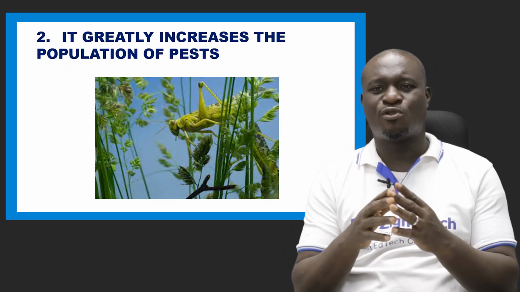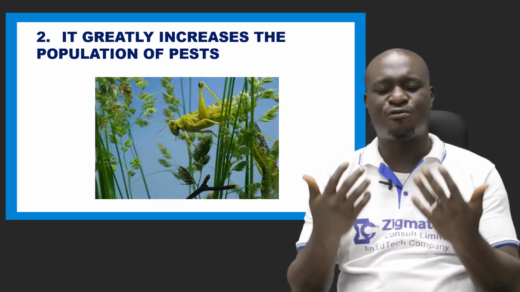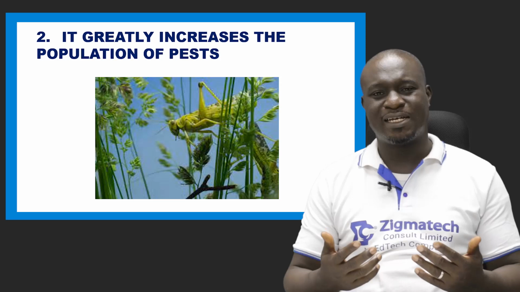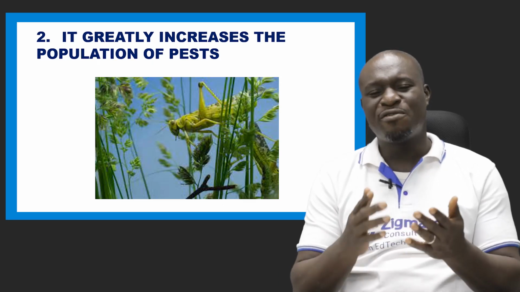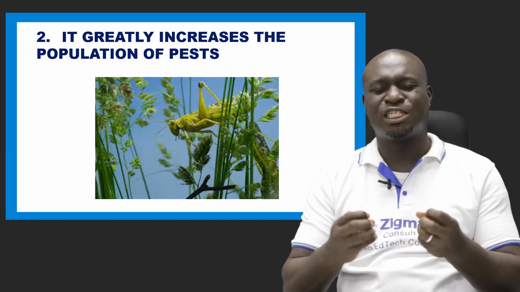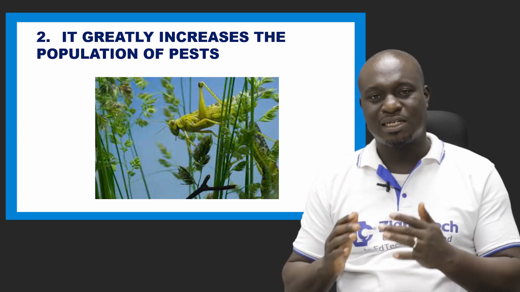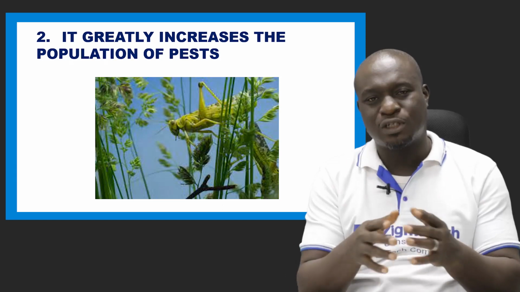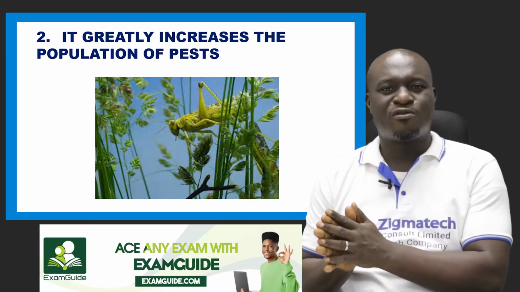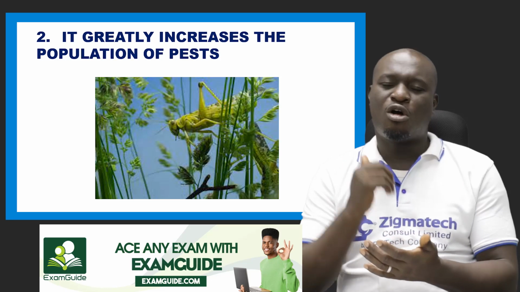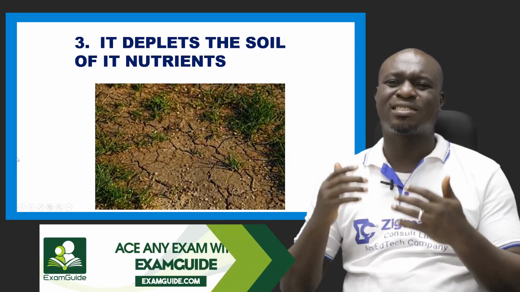Number two is that, like I said before, it greatly increases the population of pests. Because if there is much abundance of food in a particular place, definitely, an availability of food brings about an increase in population. So if the particular crop being grown on that piece of land is just one, and a particular pest feeds on that crop, you will discover that it will bring an increase in the population of that particular pest.